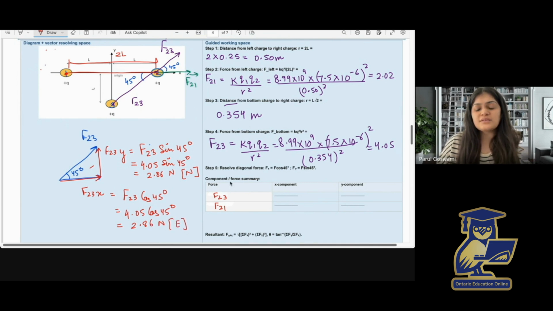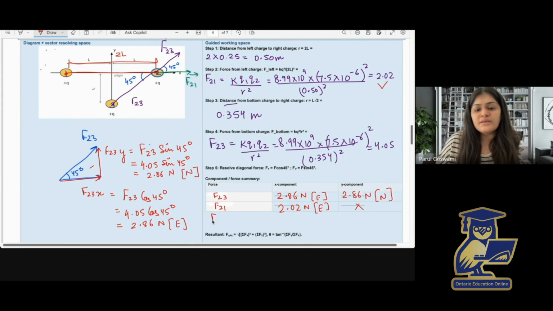So let's complete the summary. For F23 we got the x component as 2.86 Newton in the east direction. For F21, we have the force along the x-axis, so we will just write this under the x component, which we have calculated here, which is 2.02 Newton, and it is also pointing towards east. The y component of F23 came out to be 2.86 Newton, and the direction is north. There's no y component for F21.